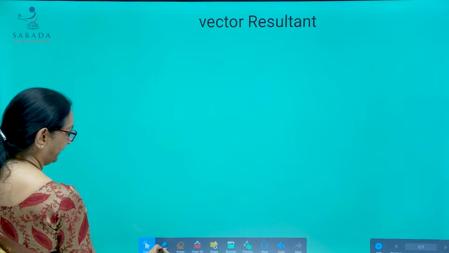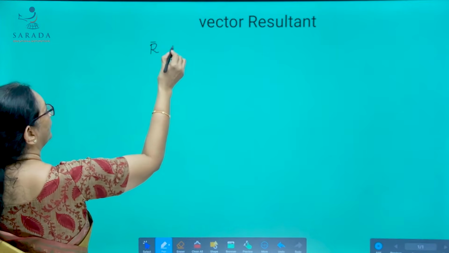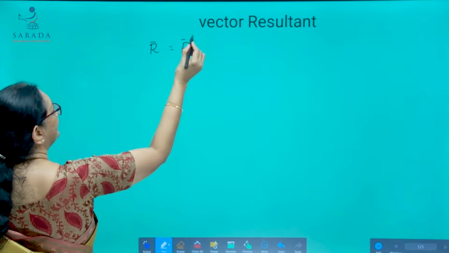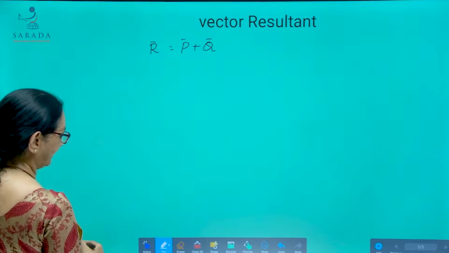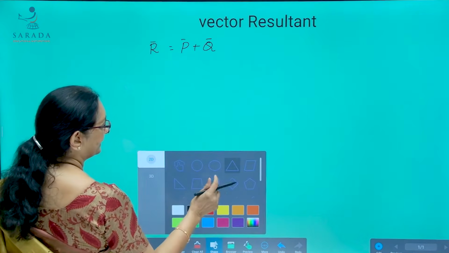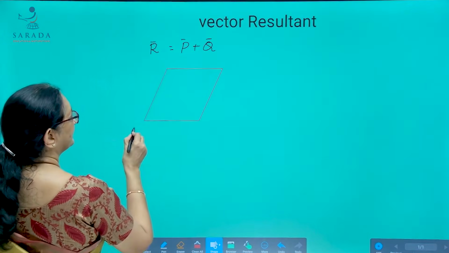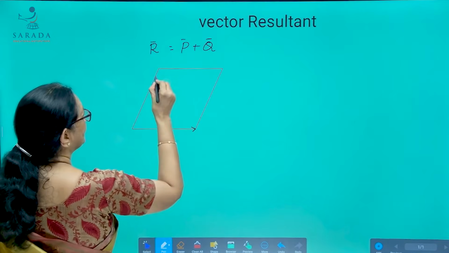Suppose P bar and Q bar are two vectors simultaneously acting on a point. The resultant is given by R bar is equal to P bar plus Q bar. And from the parallelogram law of vectors, the resultant of two vectors is represented by the diagonal drawn from the same point.